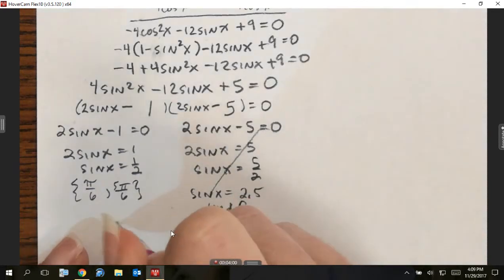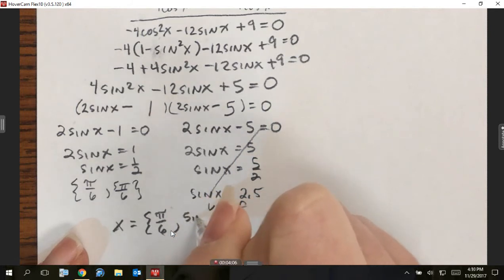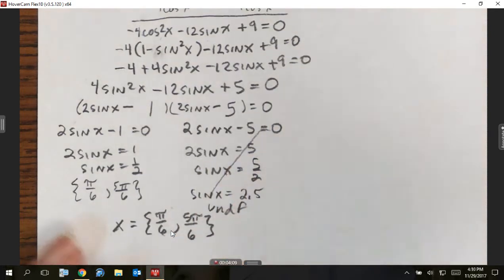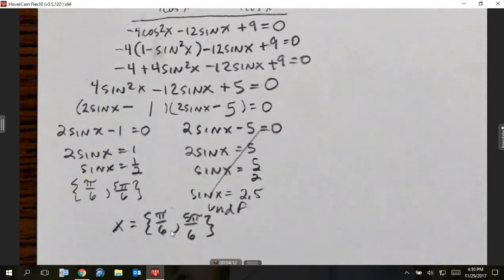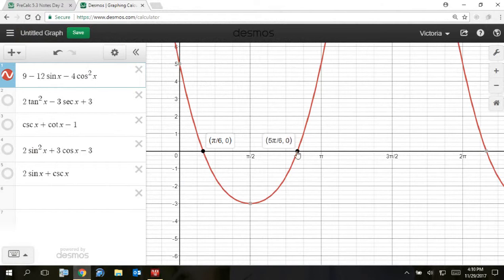So I only have 2 answers. I would highly encourage you to check your answers, especially because I'm not there to make sure you're on the right track. It's easiest to do with Desmos. I've already put these in, so I'm going to pull that up. You can see what the graph looks like. We can check our answers together. Between 0 and 2 pi, it only crosses twice, at pi/6 and 5pi/6. So I now have the correct answer.